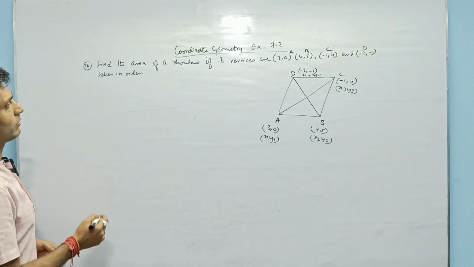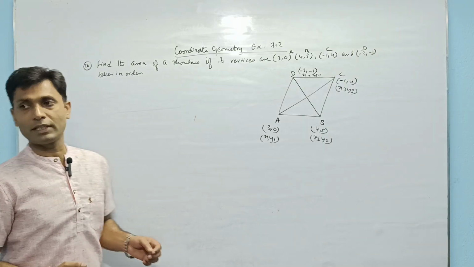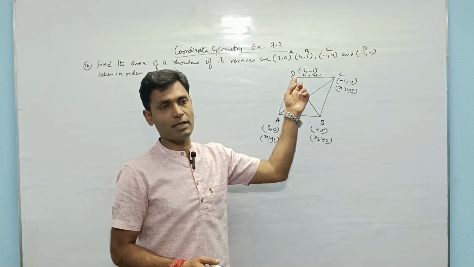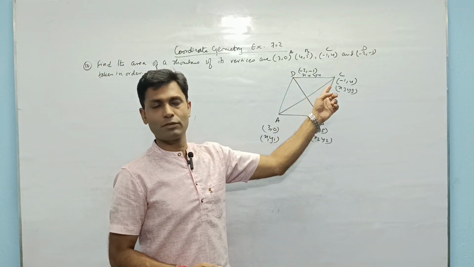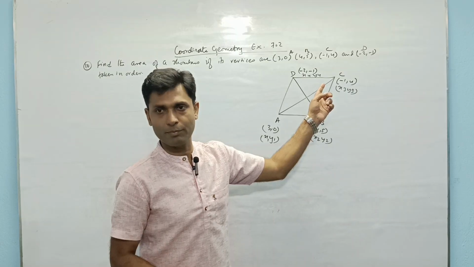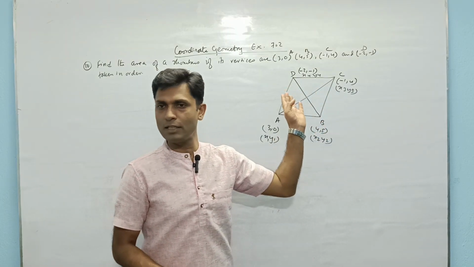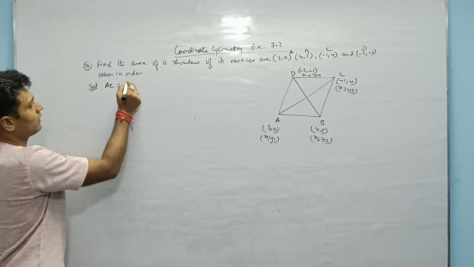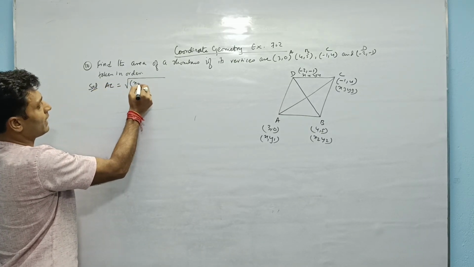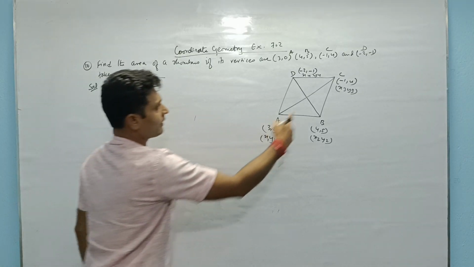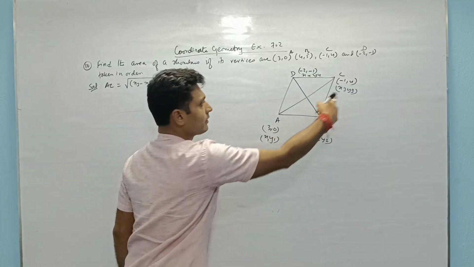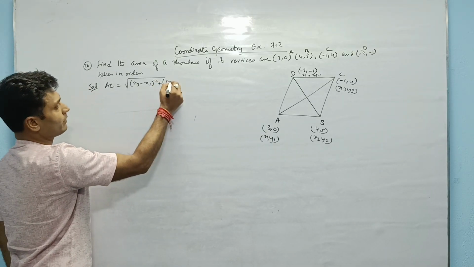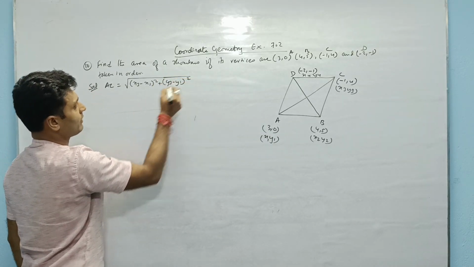Area of rhombus is equal to half into product of the diagonals. The diagonals are AC and BD. So how will you find AC? Using distance formula. BD also using distance formula. So first of all, AC is equal to root over x3 minus x1 whole square plus y3 minus y1 whole square.